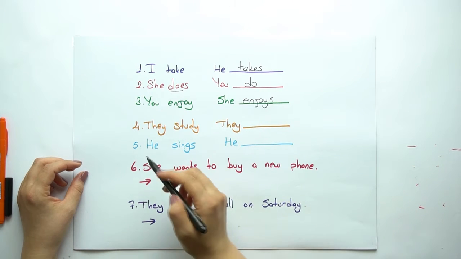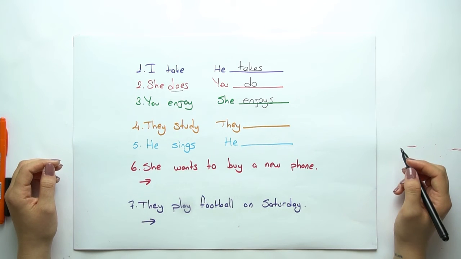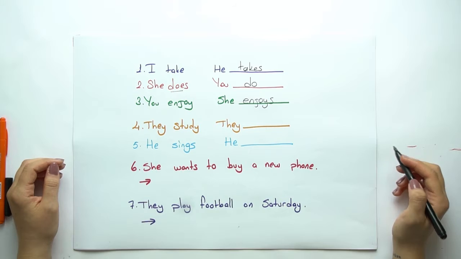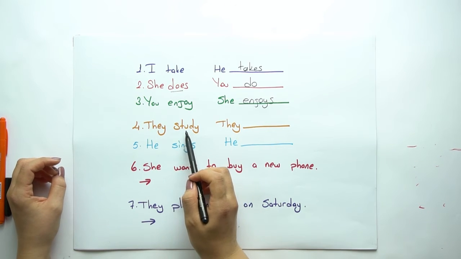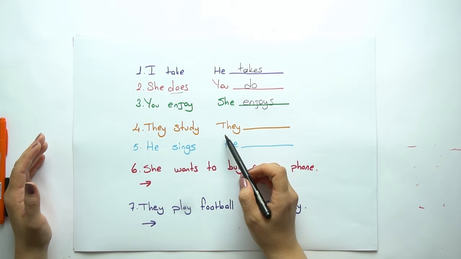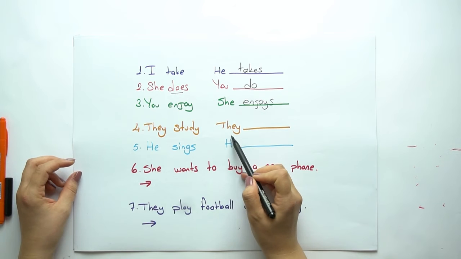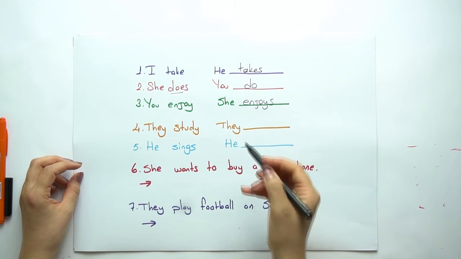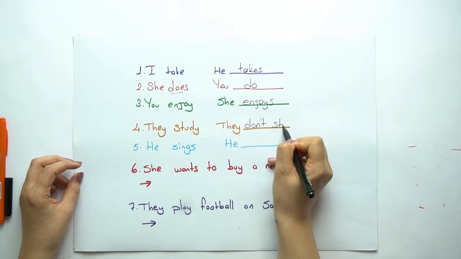Now, for the fourth and fifth questions, we are going to change them into the negative sentences. They study. This is an affirmative sentence, so how do we make a negative sentence in present simple? Remember, we always add don't or doesn't. So for they subject pronoun, we use don't. So we say they don't study.